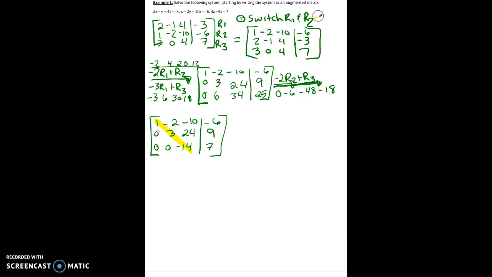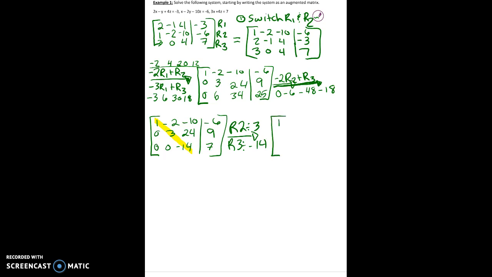So I am going to look at row 3 and row 2 and see what I can do to change those to having the number in the diagonal equal 1. It's pretty much exactly what you would expect. If I have a coefficient of 3, I'm going to divide row 2 by 3. And I'm going to take row 3 and divide it by negative 14, because I want to get a 1 there.